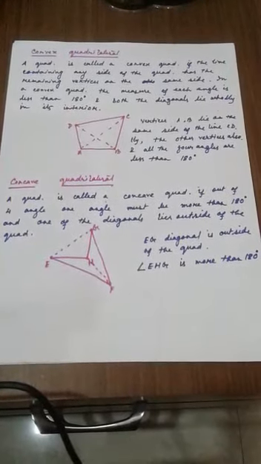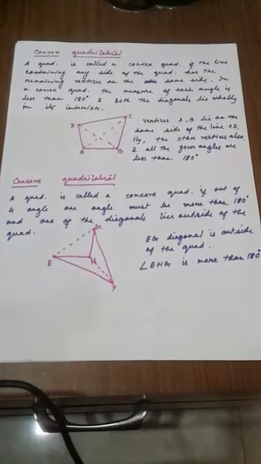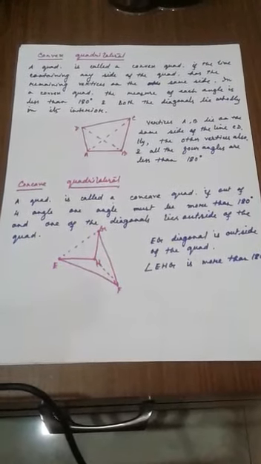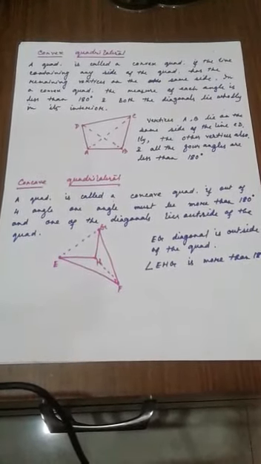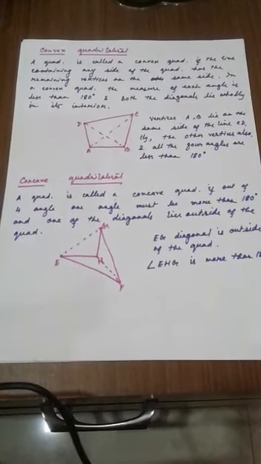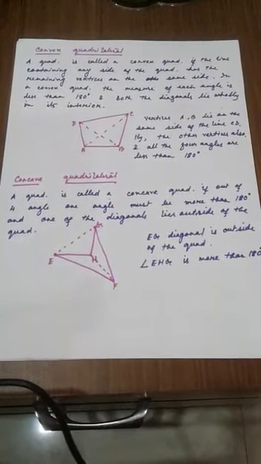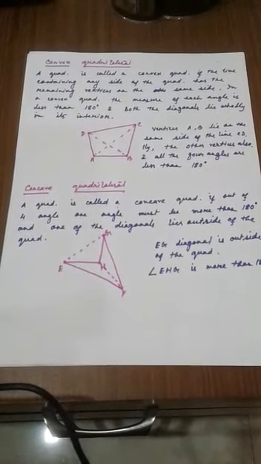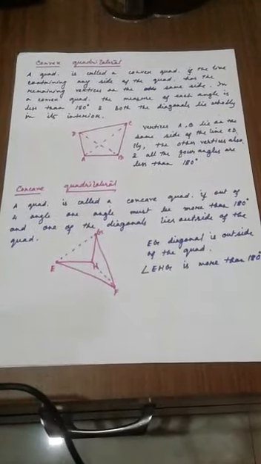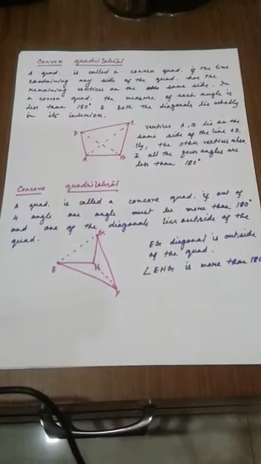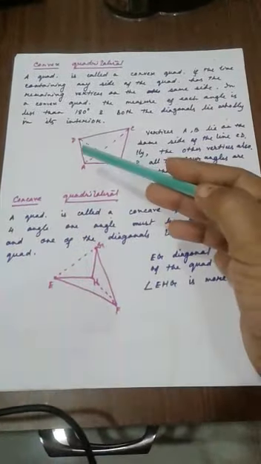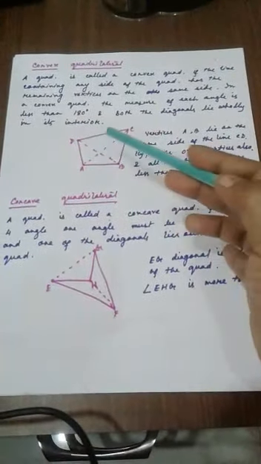Before I move on to some additional sums for your assignment, let me explain two more topics from quadrilaterals. One is the convex quadrilateral, and the other is the concave quadrilateral. What is a convex quadrilateral? This figure is known as a convex quadrilateral.